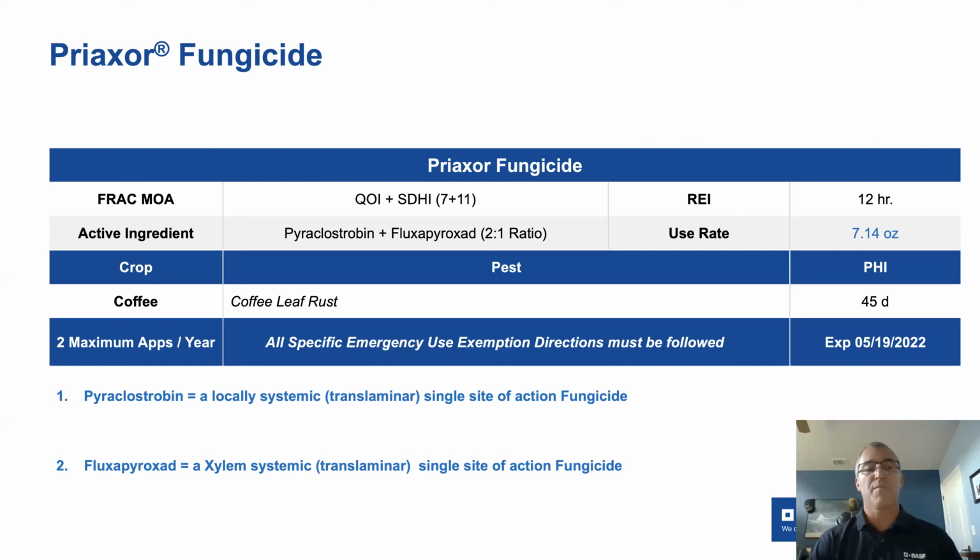So what is properly? Well, 7.14 ounces is the only rate you can use because the Section 18 designates that. It has a 12-hour reentry, a 45-day pre-harvest interval. You need to follow all of the use directions that are on the label and the Section 18. You need to only use this 2 times per year, and you need to know that it's going to expire in May of 22. And yes, we will try to renew it without a hiccup in the middle.